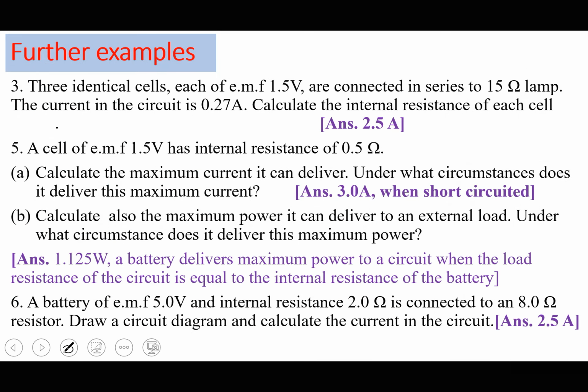Three identical cells, each of EMF 1.5, are connected in series to a lamp of 15 ohms. The current in the circuit is 0.27 amperes. Calculate the internal resistance of each cell. So there are 3 and they are identical. They are connected in series to a 15 ohm lamp. The current in the circuit is 0.27 amperes. Calculate the internal resistance of each cell. Maybe I can just sketch this: 1, 2, 3.